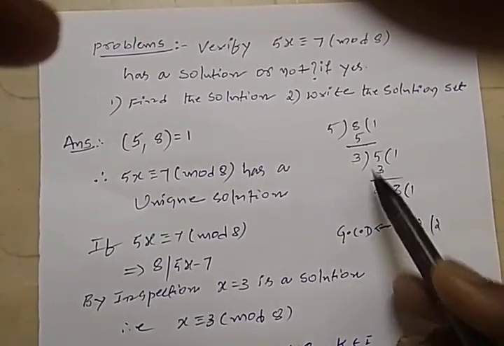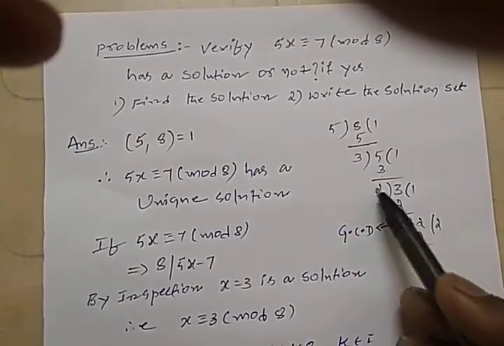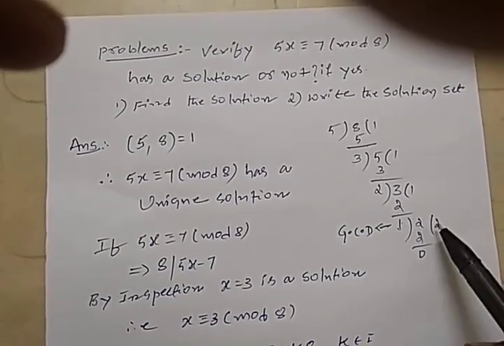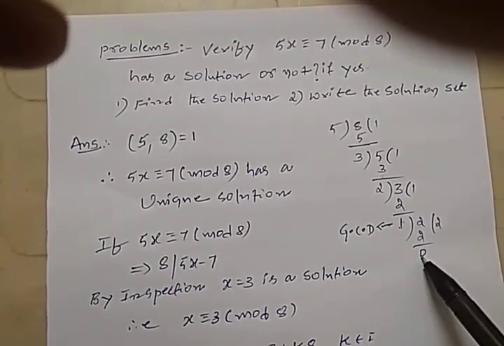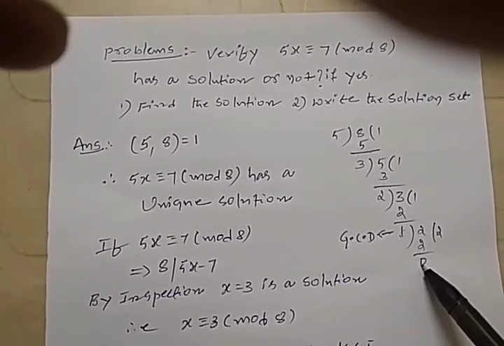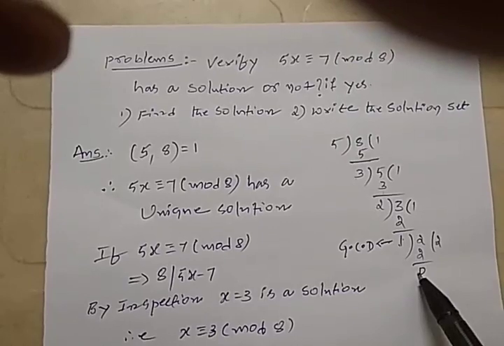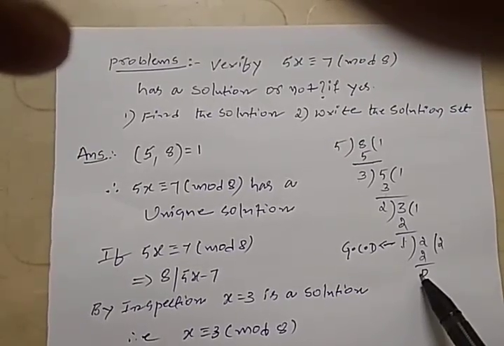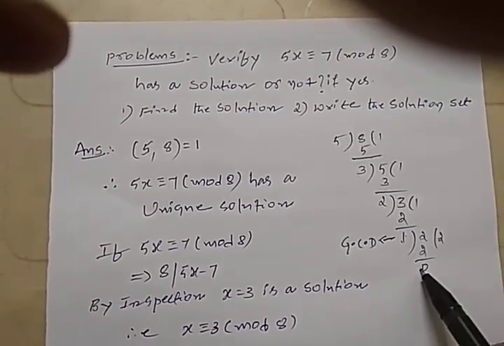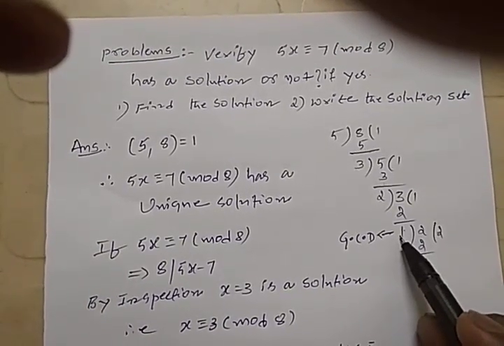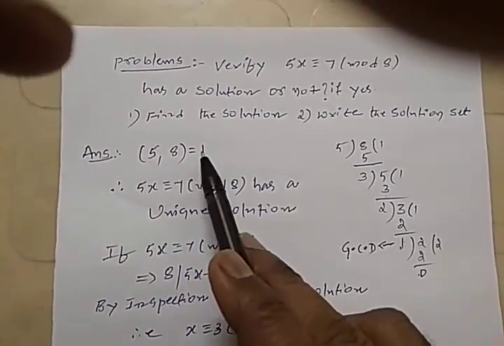Again take 3: 2 ones are 2, you will get 1 as the remainder. Again 1 twos are 2, you will get 0. Stop the division process. We get the remainder 0. We know that the GCD is the last non-zero remainder. Therefore, 1 is the GCD.